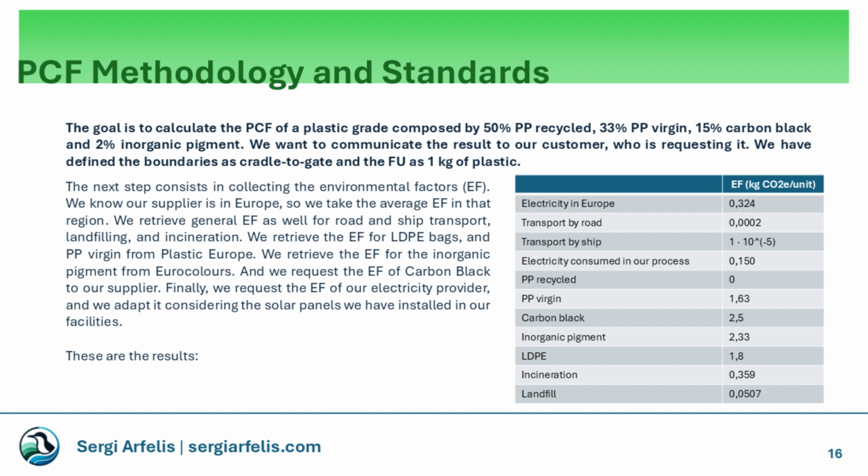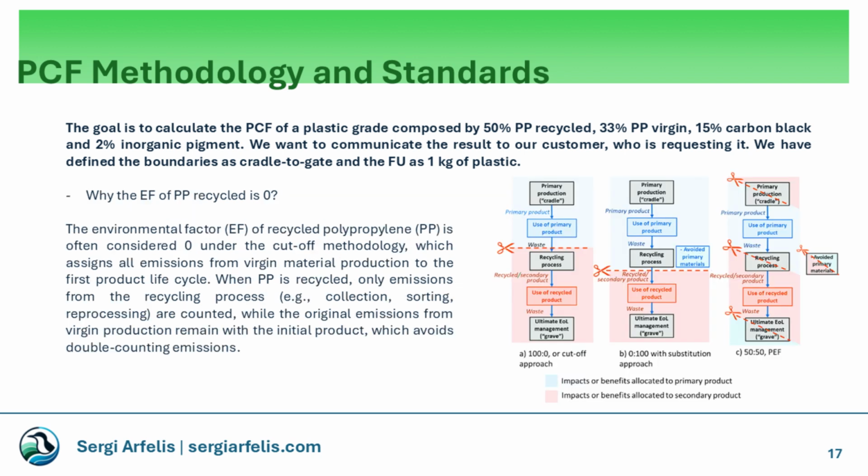For example, electricity in Europe has an environmental factor of 0.324, transport by road is 0.0002, and PP virgin is 1.63. By collecting these environmental factors for each relevant input and process, we ensure our calculation is transparent, consistent, and based on reliable data sources. Notice that the EF for recycled PP is 0.